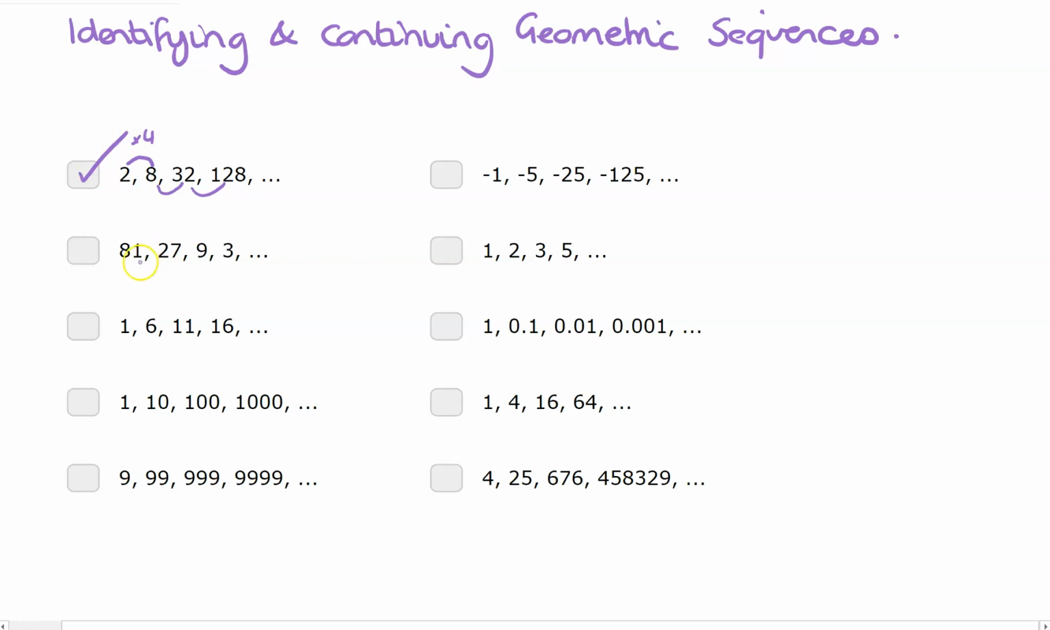Look at the next one. So that is divide by 3. 27 divided by 3 is 9. 9 divided by 3 is 3. Yes, that is a geometric sequence.